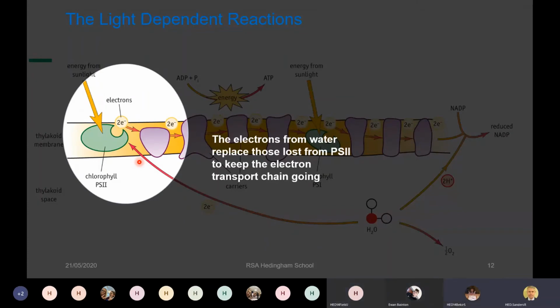If you didn't do that, that chlorophyll would have a positive charge, having lost electrons, and it would be much harder for future electrons to leave it because they're negative, so they'd be attracted to it. So the role of water here is really to do two things. It replaces the electrons that are lost from chlorophyll, and it supplies hydrogen, which is used to reduce carbon dioxide in the light independent reaction.